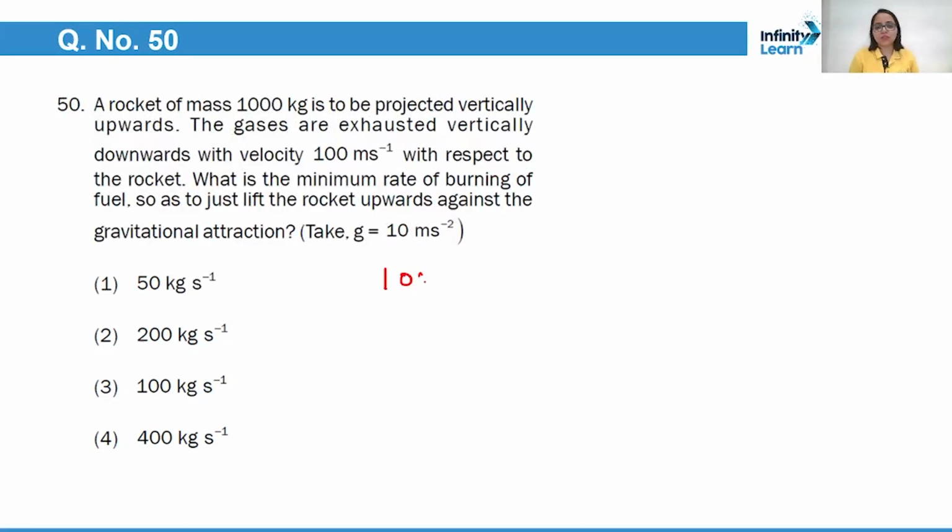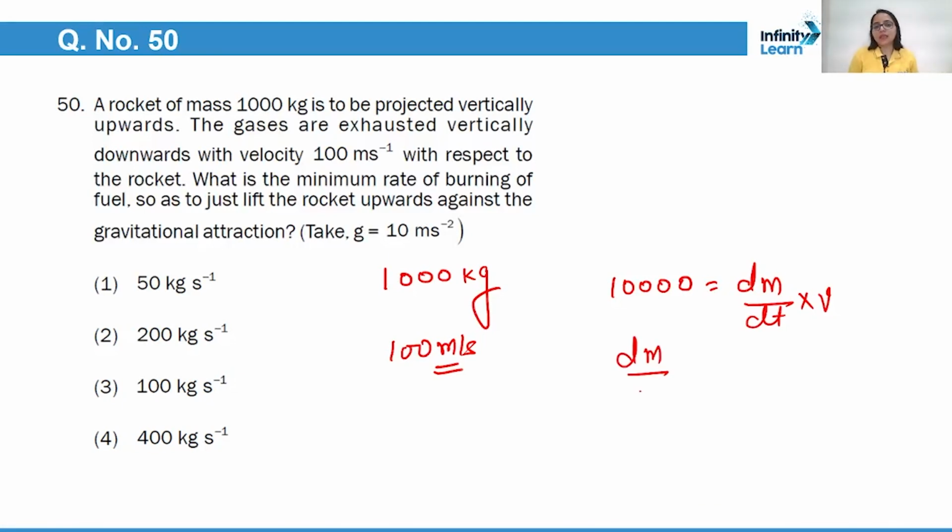We have a rocket of mass 1000 kilogram and it is projected vertically upwards and the gases are exhausted vertically downward with a velocity of 100 meter per second with respect to the rocket. What is the minimum rate of burning of the fuel so as to just lift the rocket upwards against the gravitational attraction? So gravitational attraction mg will be 10,000 Newton, and that is equal to dm by dt into velocity. So dm by dt, that is the rate of consumption of the fuel, will be 10,000 divided by velocity, that is 100, and that is equal to 100 kilogram per second. So correct answer is option 3.